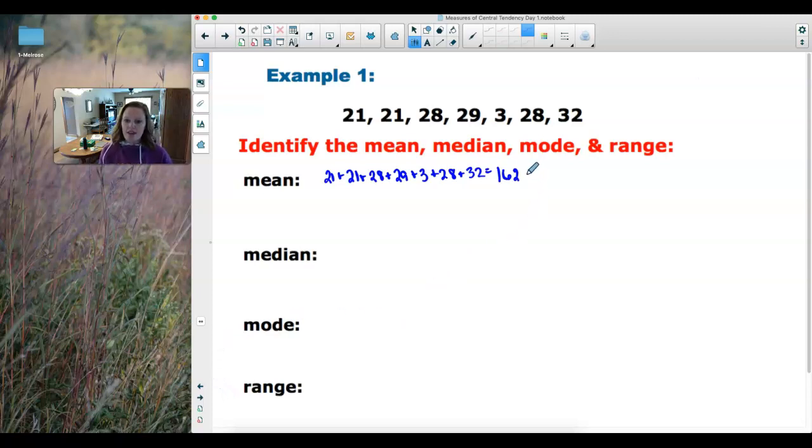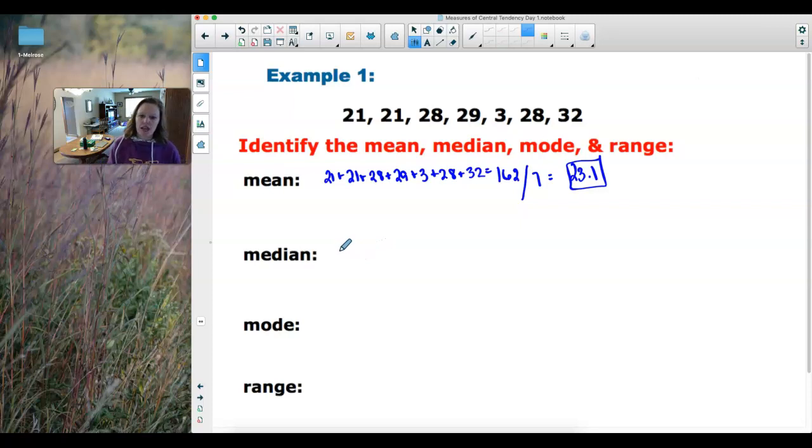And then once you have that number, you have to divide by how many there are. So in this case, there are 1, 2, 3, 4, 5, 6, 7 pieces of data. So we're going to divide by 7. And you end up with 23.1 rounding to the nearest tenth. So that's the average. If this was a test and one person got a score of 3, which would be awful, that means the average grade in the class was 23.